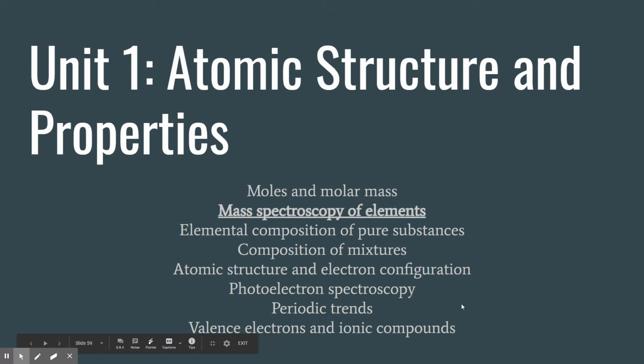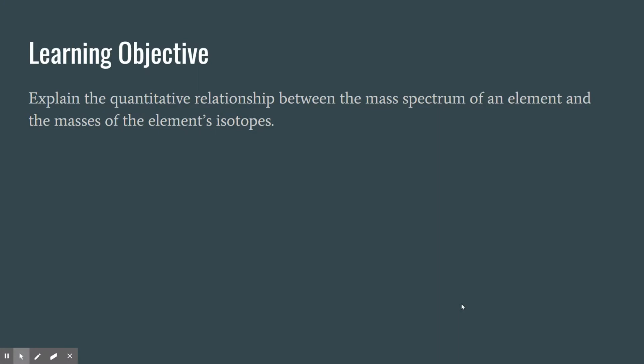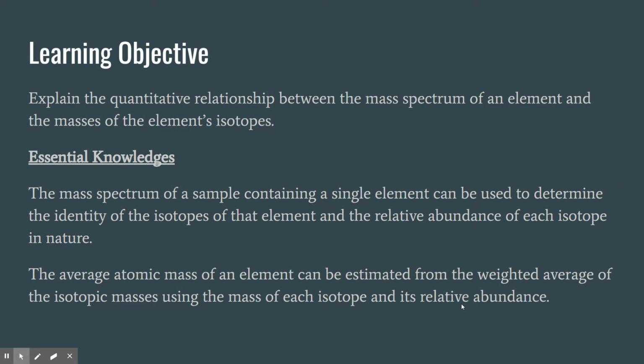Let's take a look at the second part to Unit 1, which is on mass spectroscopy of the elements. So the learning objective is to be able to explain the relationship between the mass spectrum of the elements and the masses of that element's isotopes. And two pieces of knowledge you need for this are that mass spectrums allow us to determine the isotopes of an element and their relative abundance. And secondly, that the average atomic mass is the weighted average of all of those isotopes by relative abundance.